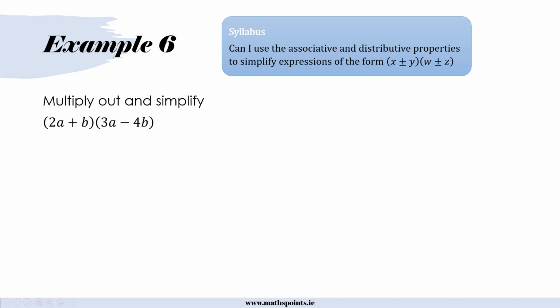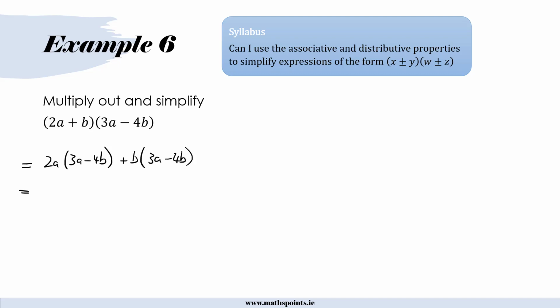Okay, example 6. Example 6 is just an example where we have 2 different variables. So this is the first example where we just have different letters, and we'll see the effect that that has. We're still going to open the first bracket, so it's going to be 2a on 3a minus 4b, and then plus b on 3a minus 4b.